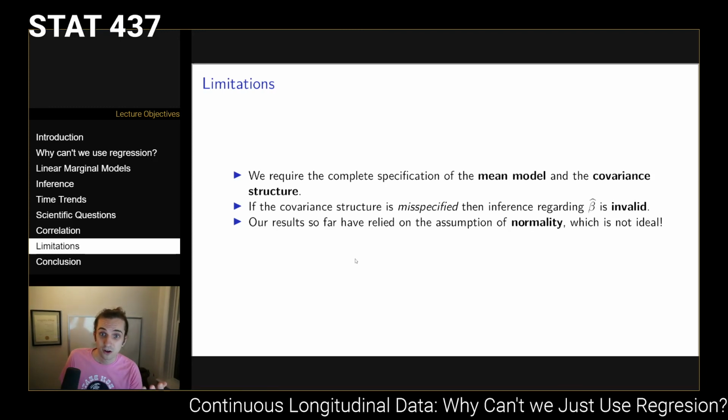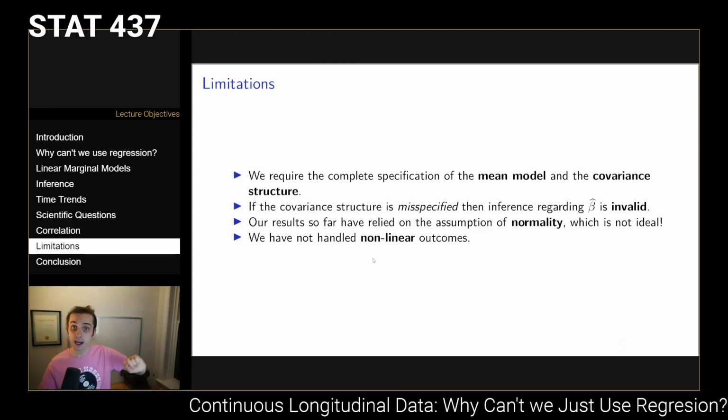Our results so far have also assumed normality, right? So even if we manage to correctly specify the covariance and the mean, if the data aren't normal, we can't use what we've talked about so far, because it has assumed normality and then looked at the maximum likelihood estimates. We also haven't handled nonlinear outcomes, right? We've only talked about continuous outcomes. And so what if instead we have binary indicators? This doesn't really help us with talking about outcomes that are anything other than continuous variables. So, these seem like fairly substantial limitations.